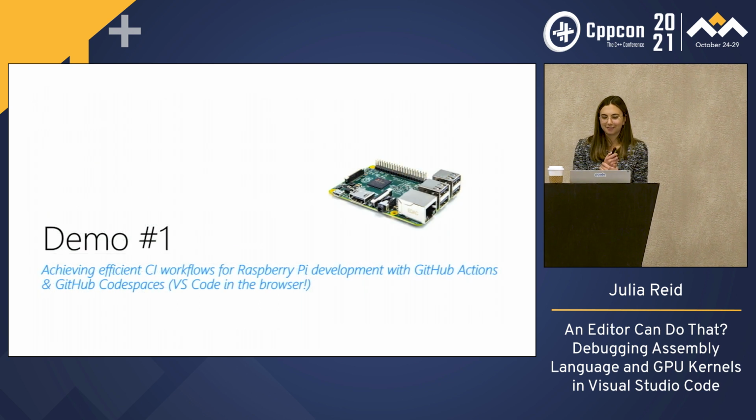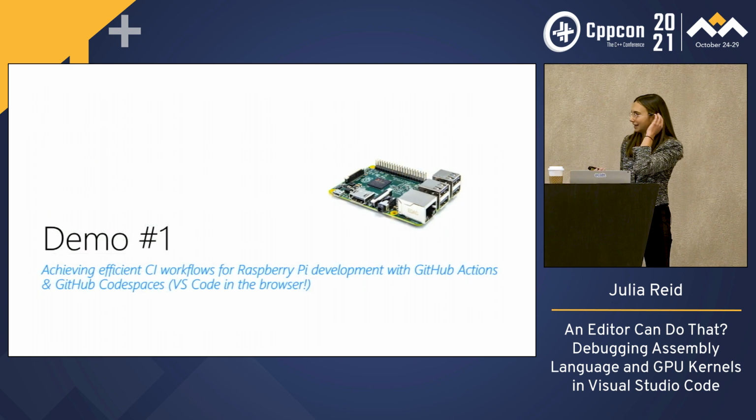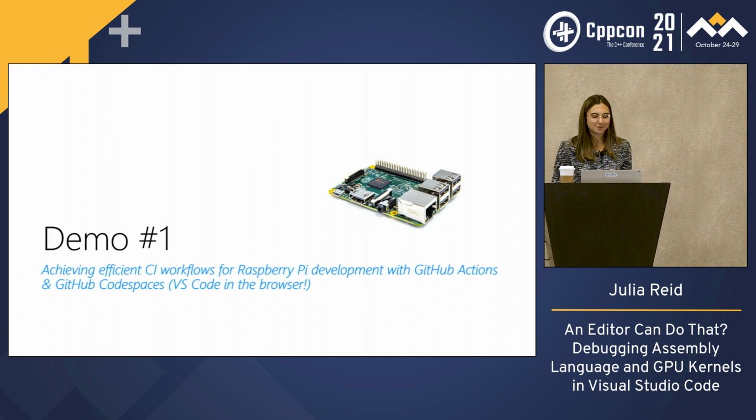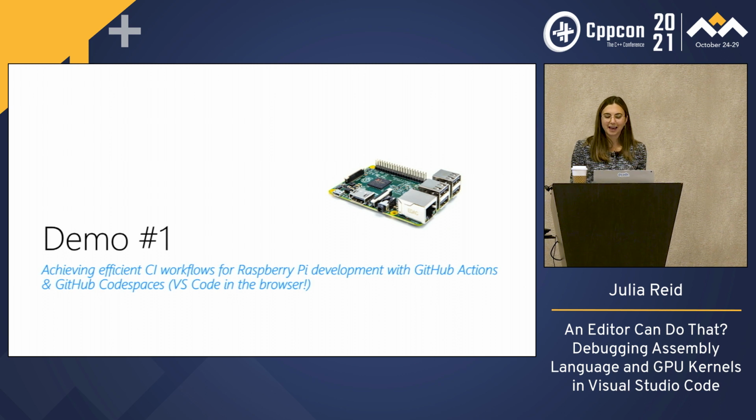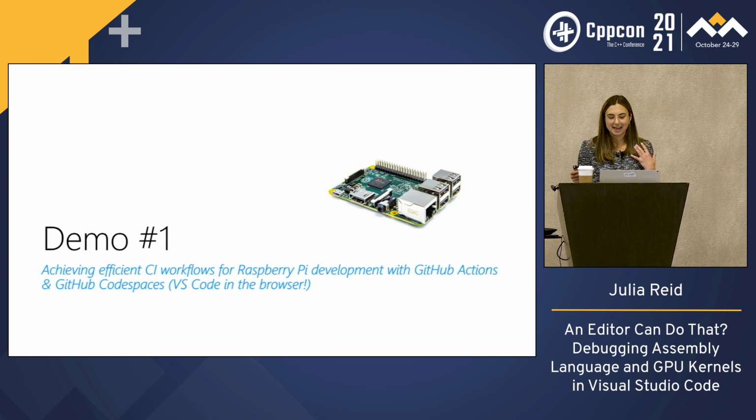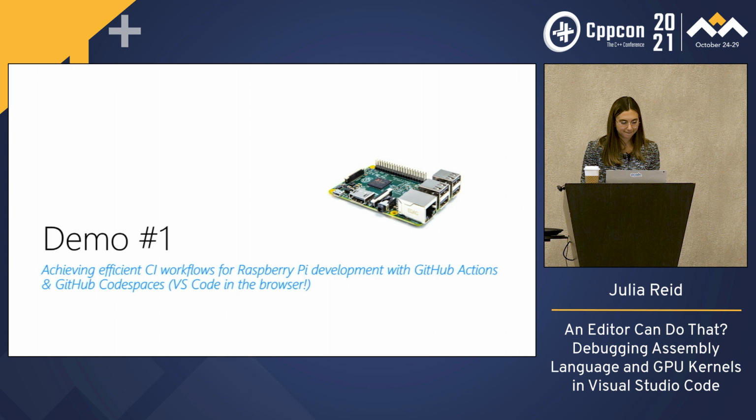Okay, so let's see this in action. No pun intended. For this first demo, I will be showing you how to set up a CI workflow for Raspberry Pi using GitHub Actions and GitHub Codespaces.